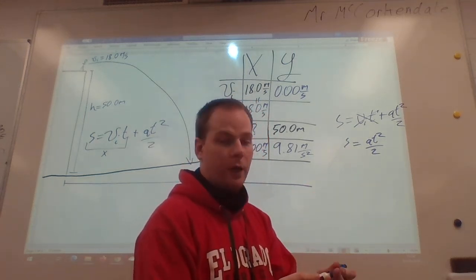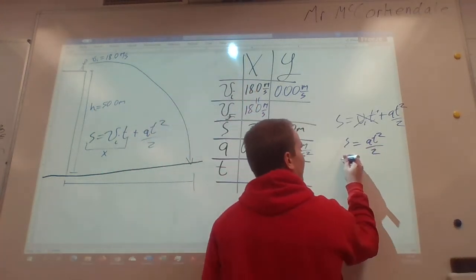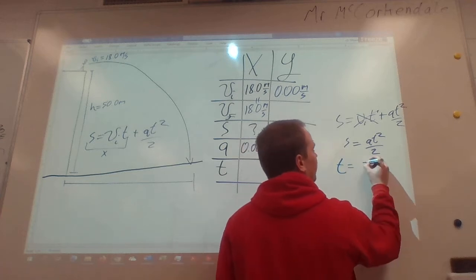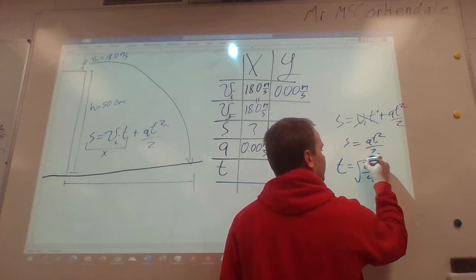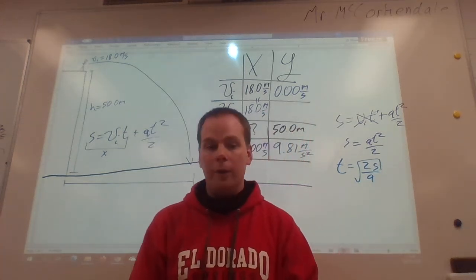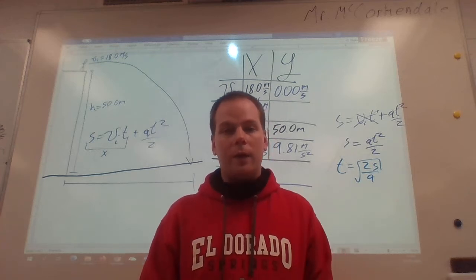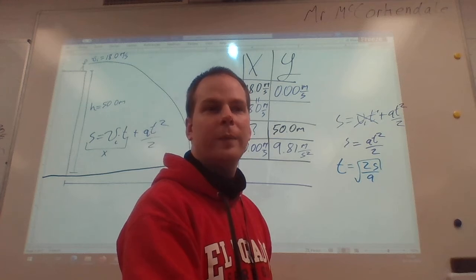We do a little algebra with that to solve it for T, because T is what we're trying to find right now, and I'm going to switch colors. And we get that T is equal to the square root of 2S over a. I do not have a calculator handy, so I'm going to go get a calculator real quick.